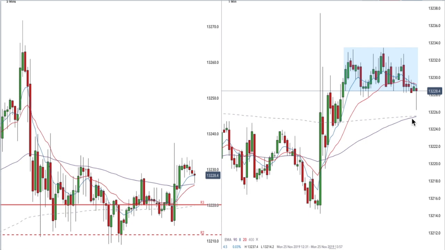In this case, I wasn't even really paying too much attention to what was going on, other than out of interest, because look at these numbers here. This is 13,230. This is 13,232. There's only 2 points difference between these numbers, which means the candlesticks are too small. There's not enough profit in the market.